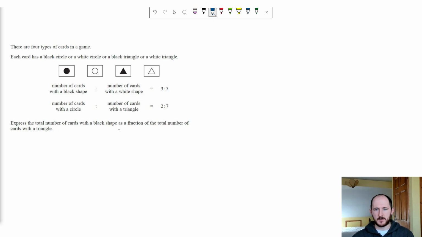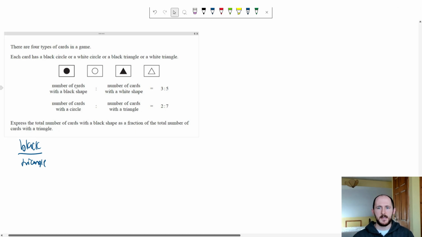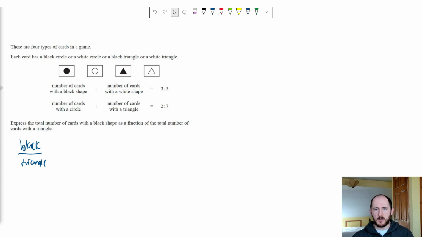Express the total number of cards with a black shape as a fraction of the total number of cards with a triangle. Well, the best way we could work this out is if we had the number of black shapes over the number of triangles. That's probably the best case scenario, right? Because then we can just put them as a fraction, job done. And there are so many ways to do this. The way that they do it in the mark scheme, the way I've seen a lot of teachers do it, the way I've seen some students do it, is using a lot of fractions. And in my opinion, that's a bit ugly. This is a 4 mark question, but you can do it very quickly.